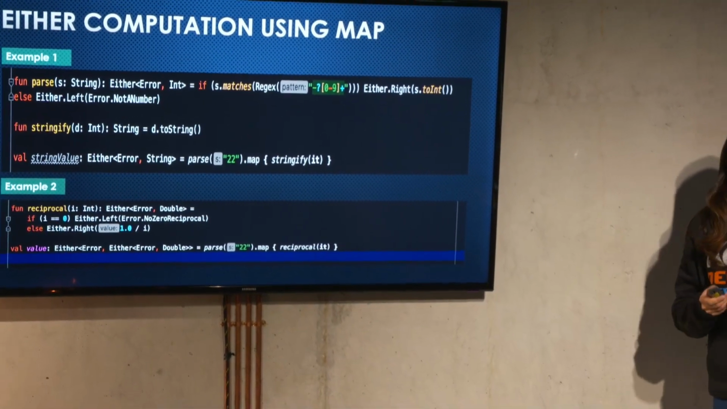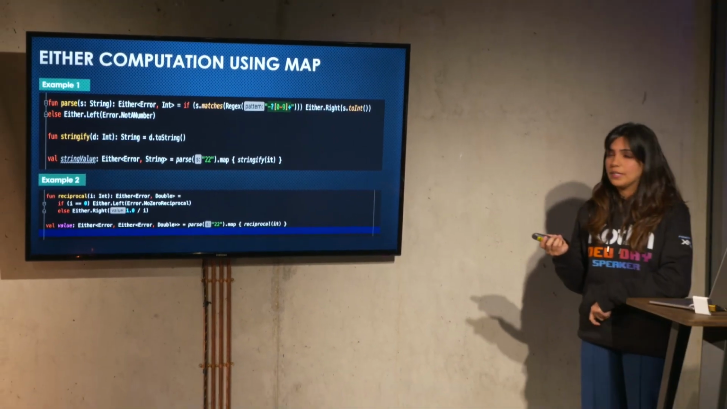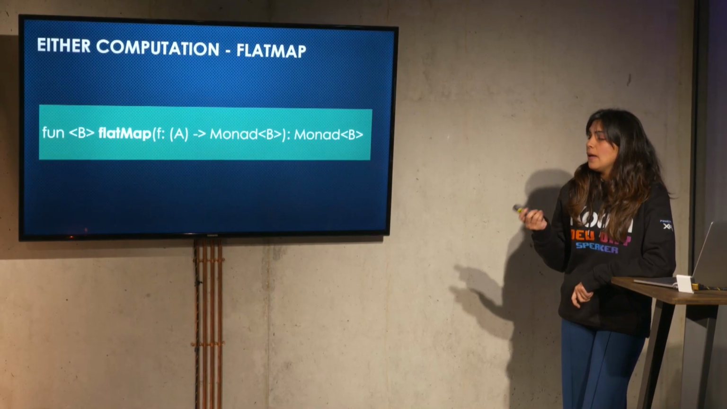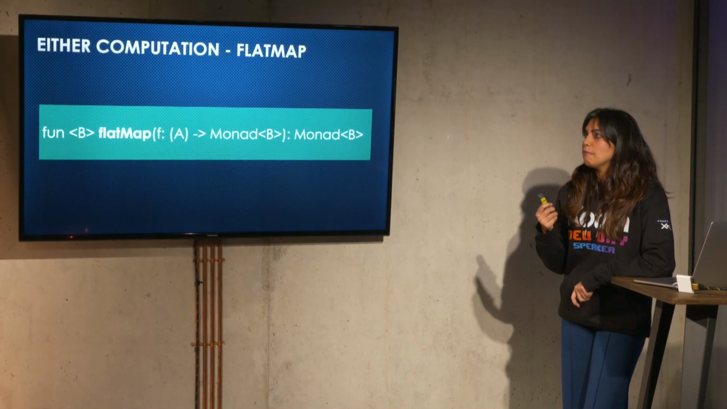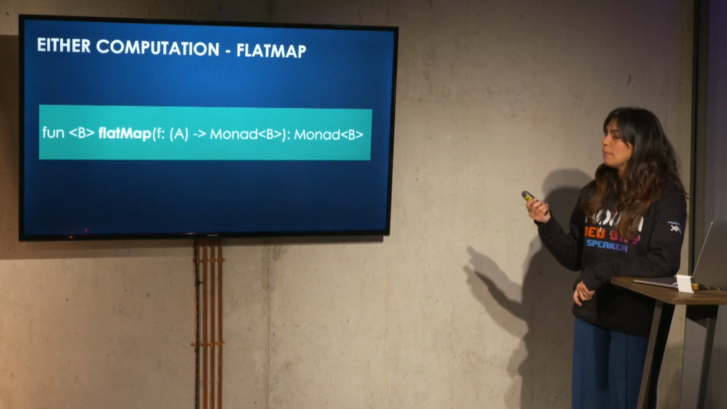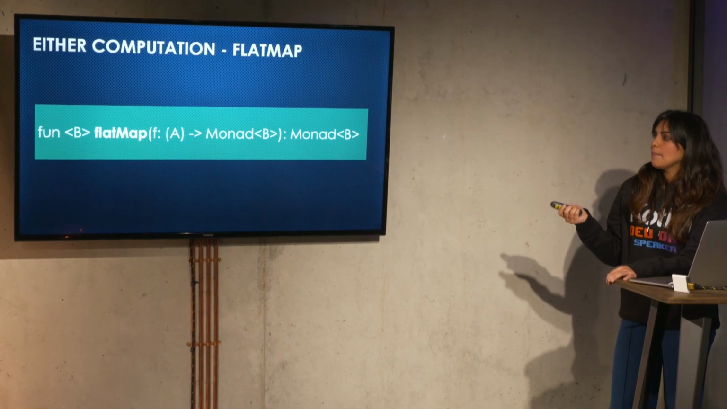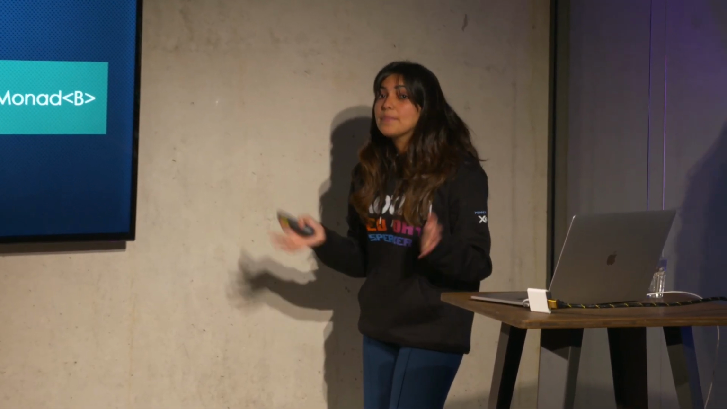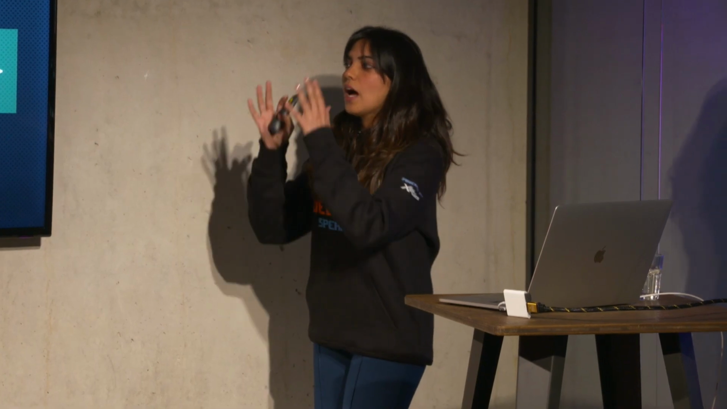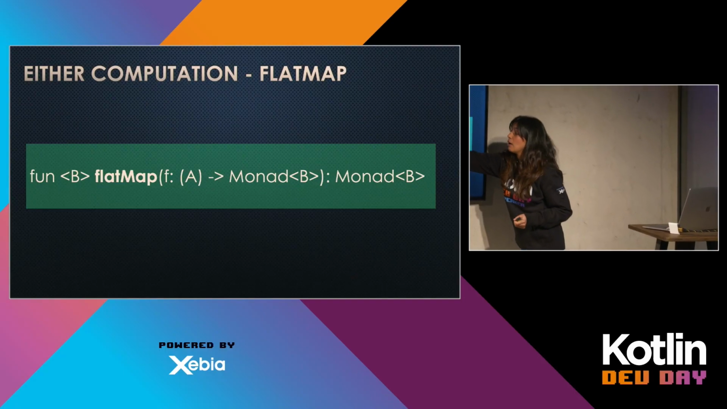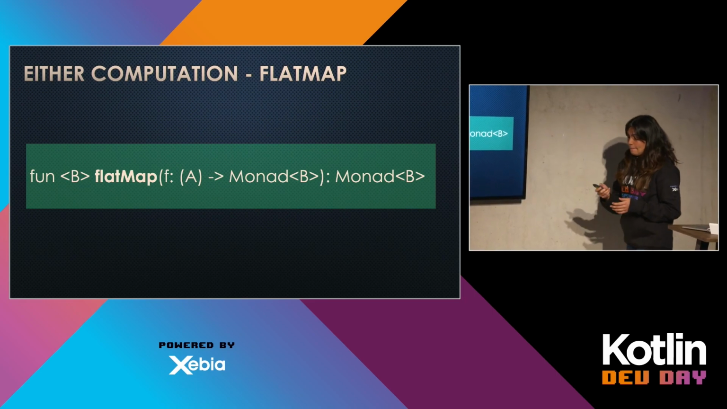Okay, this is a problem. We need something else to solve it. That's where flatMap comes into the picture. So let's see what a flatMap is. It's a special kind of map. Very similar to map, it takes a function as input, and the output is wrapped up in a certain context, but the output of the flatMap is not rewrapped. It's basically the same output from the function, as you see.